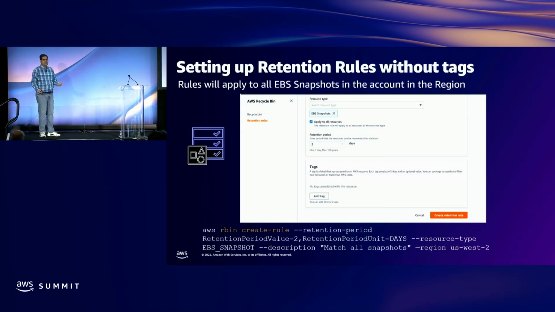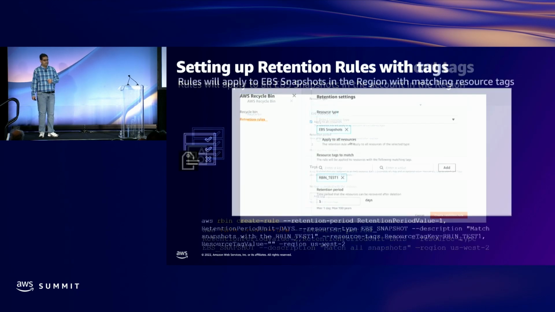So let's set up retention rules without tags. When you set up retention rules without tags, it's pretty simple. We have a Recycle Bin console. You can set it up just for your account, set up the retention period, and you're all set. Or you can use the create rule command that you can use to match all snapshots.